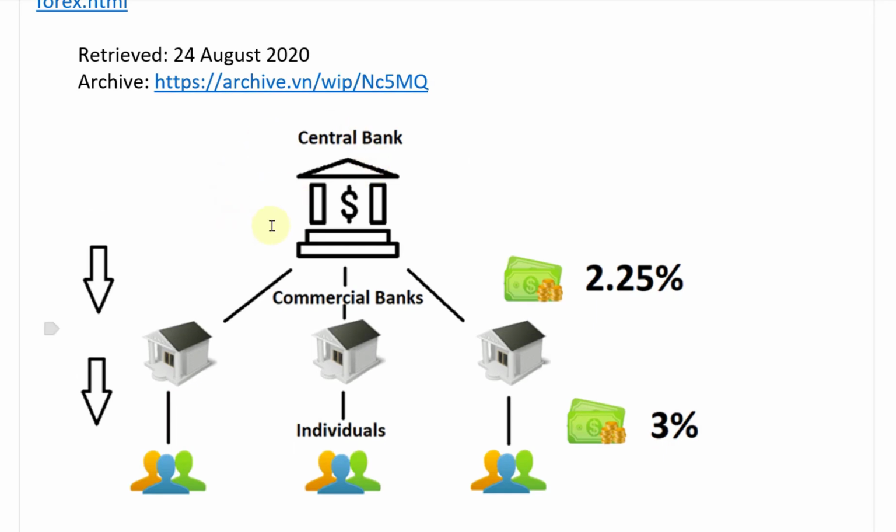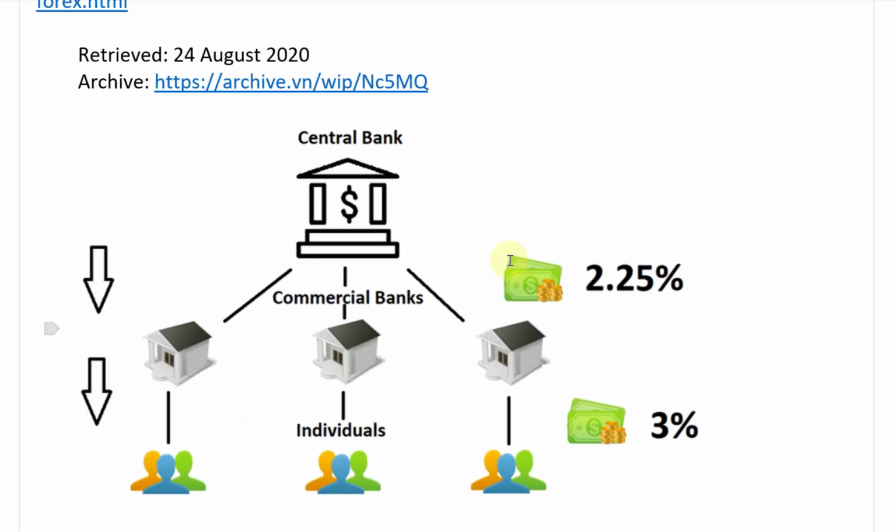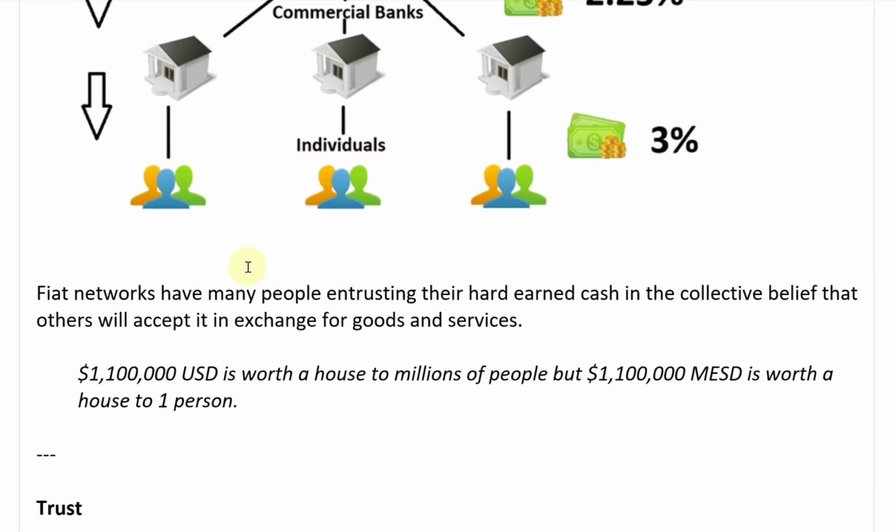So you have a central bank that prints money and then charges, let's say, 2.25% interest. And then the banks have to find a way to pay that back monthly or so on. And then the commercial banks loan the money out to people for houses and so on at higher interest, like 3%. And then these people have to work and somehow get that money and throw it back. So it's a giant scheme, but all of life is a giant scheme, a giant Ponzi scheme. Anyway, so fiat networks have mainly people entrusting their hard-earned cash in the collective belief that others will accept it in exchange for goods and services.